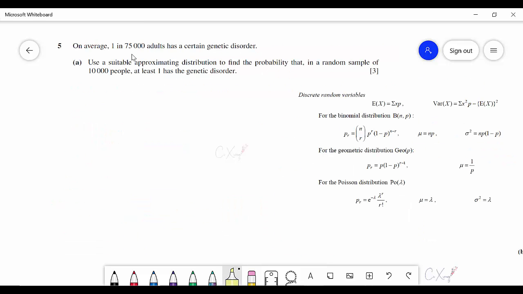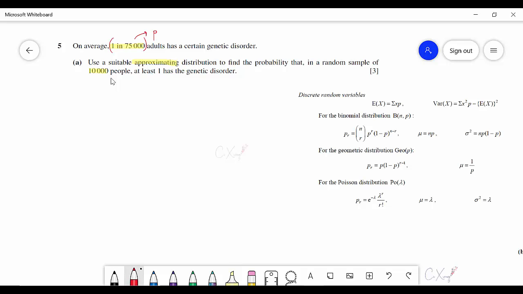Okay, so we come to question number 5. Okay, on average, there's 1 in 75,000 adults who has a certain genetic disorder. Right, so the 1 in 75,000 generally is telling us something like a percentage or the proportion, okay, of adults that have a certain genetic disorder. So use a suitable approximating distribution. So I think this is one of the important keywords here. Okay, to find the probability that in a random sample of 10,000 people, at least one has the genetic disorder.